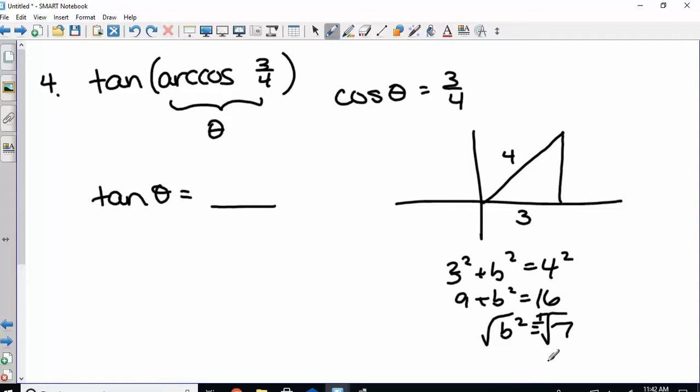Whether you pick the positive or the negative, if you're going to go up, that's a positive. So now, this is where my angle's at. So tangent is opposite over adjacent. So that's radical 7 over 3. So you knew that it was in the first quadrant because all of it is positive, not like half of it.